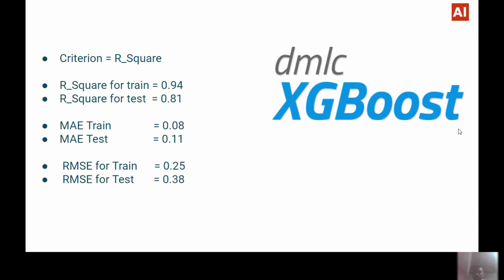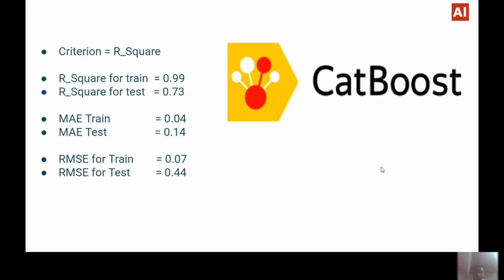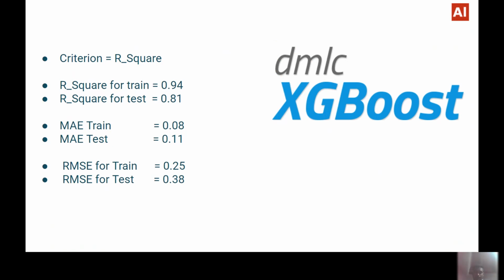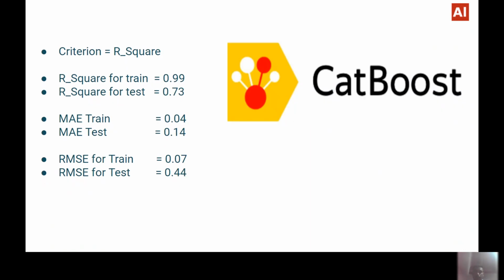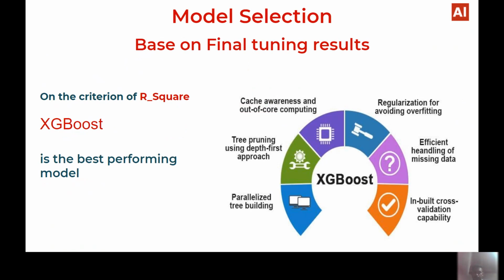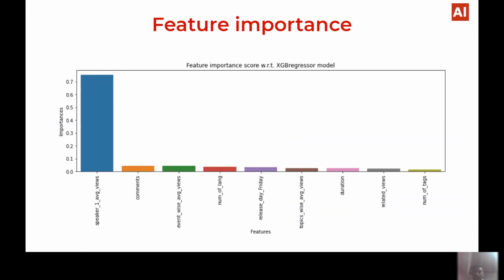With the XGBoost model, we got R square for train nearly 0.94, which was quite good, and R square for test was 0.81. For CatBoost, R square for train is 0.99, and for the testing set it is 0.73. From the comparison it is directly obvious XGBoost has the highest R square for the testing set. So we went with the XGBoost model because it has the highest R square value for our testing set.